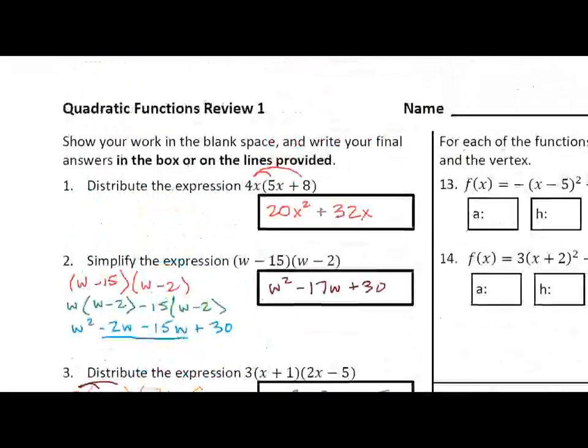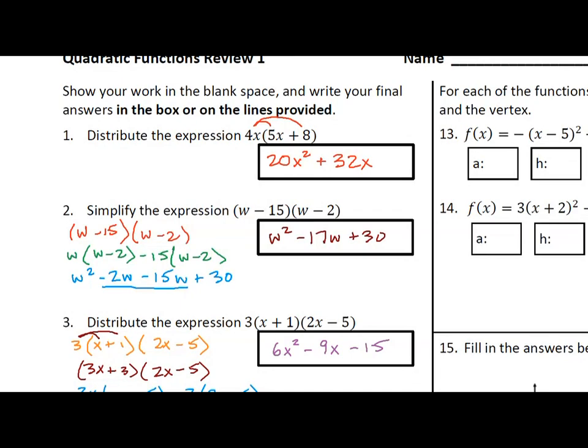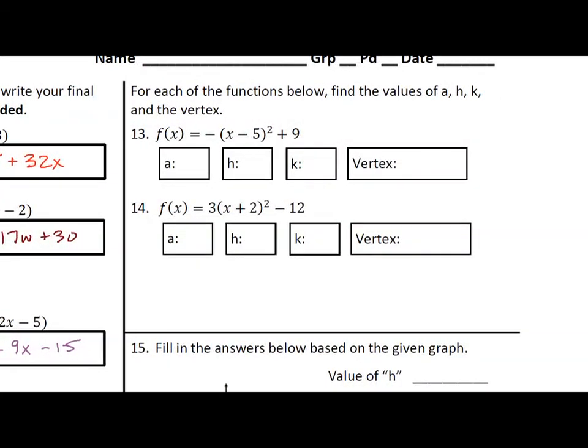Alright, question number 13. Let's get to it. Number 13, for each of the functions below, find the values of a, h, k, and the vertex. Number 13 is a function notation, f of x. And this appears to be in vertex form, which means we have an A, we have an H, and we have a K. Now in this case, the A value just shows as negative. We know that if there's just a sign out front, that means -1. So we're going to go ahead and write A is -1.